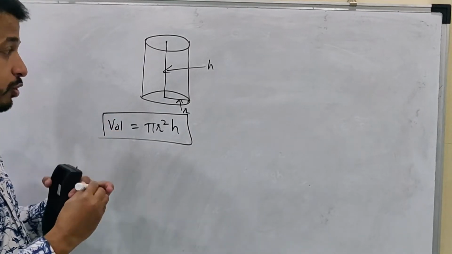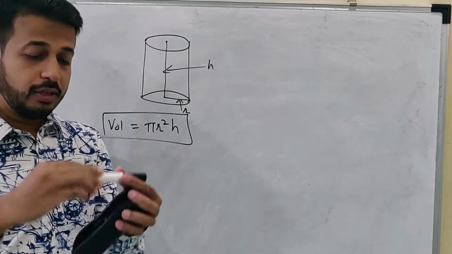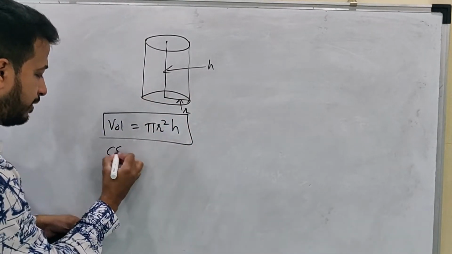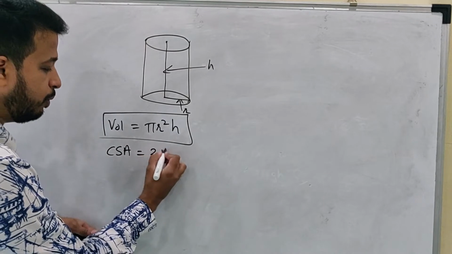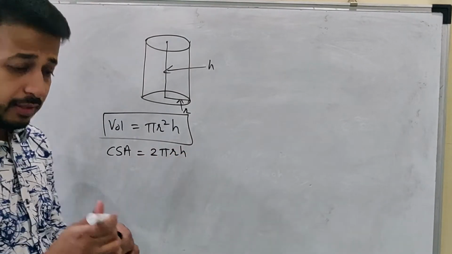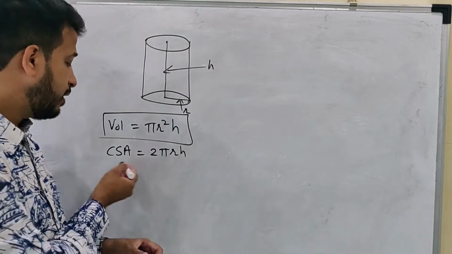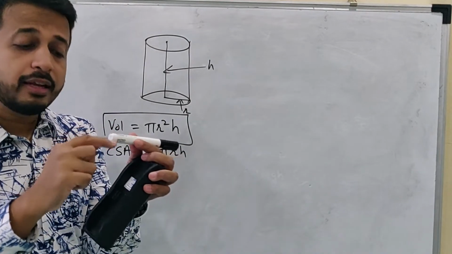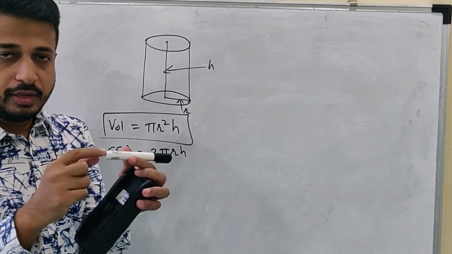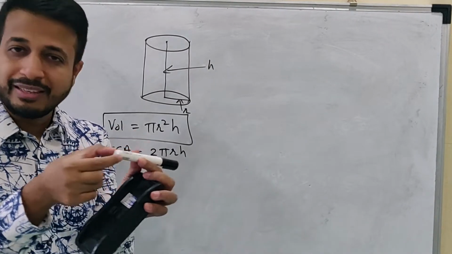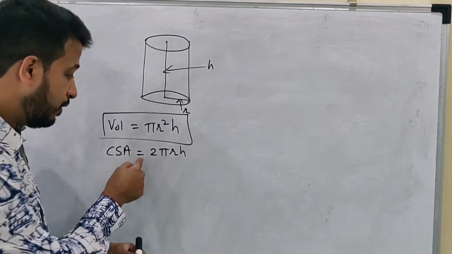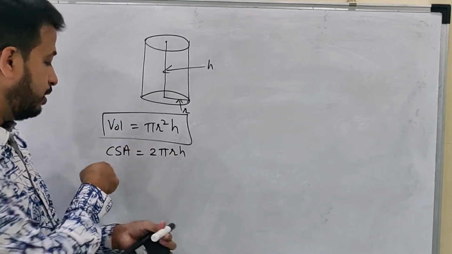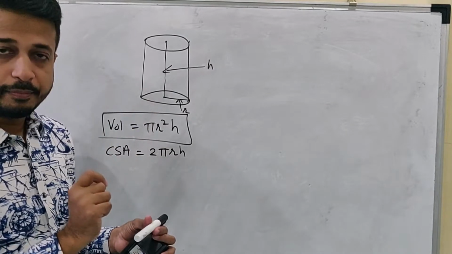Now this cylinder has one curved surface area, only this one. So the curved surface area of the cylinder is 2 pi r h. Again, how can I find the curved surface area? If I consider this circle, I have to consider the border of the circle, which is my circumference. Circumference is 2 pi r, and times the length I'll get the curved surface area of the cylinder, correct?